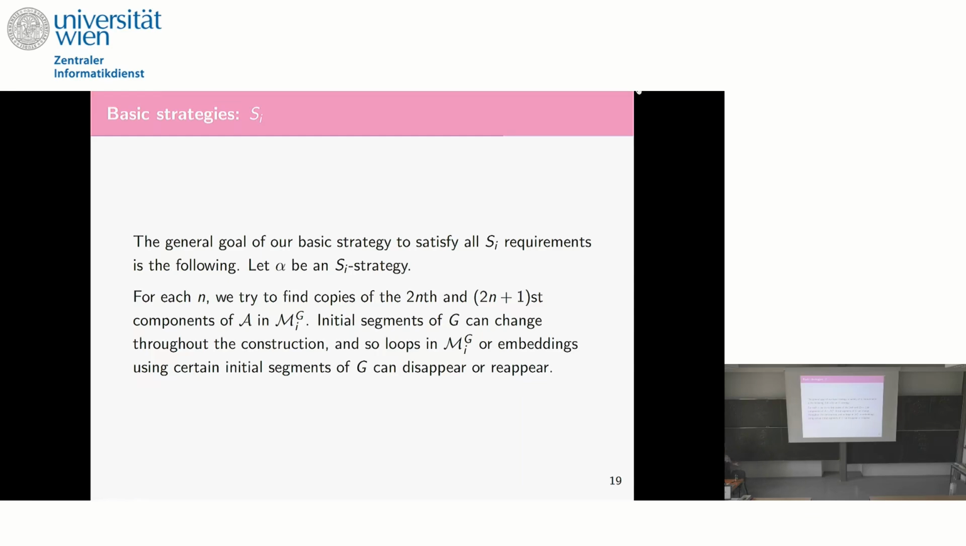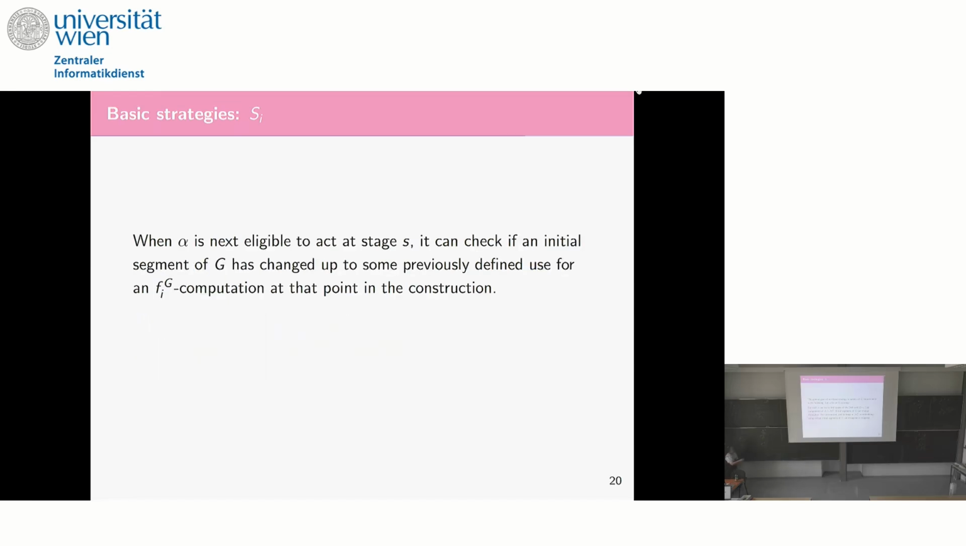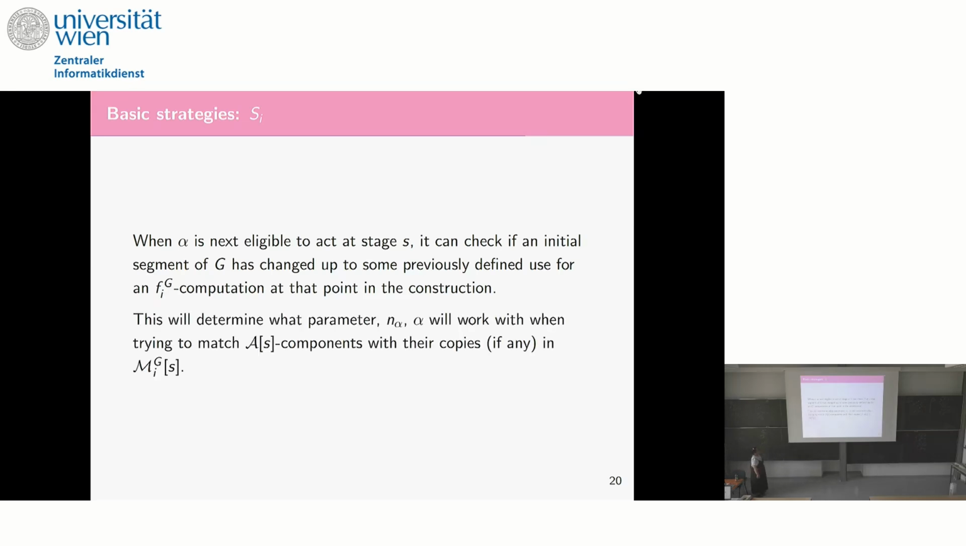That's sort of the least annoying kind of obstruction that can happen. And if that happens, well, alpha can just check for any G changes up to some previously defined use, and then it'll determine what component it should fall back on. For example, for the SI strategy that was working with this graph in particular, it'll look for the least component where this kind of injury happened, and then it just has to go back and say, okay, now I'm matching up these components, so I just need to wait until I find components that look like them in B. So, yeah.